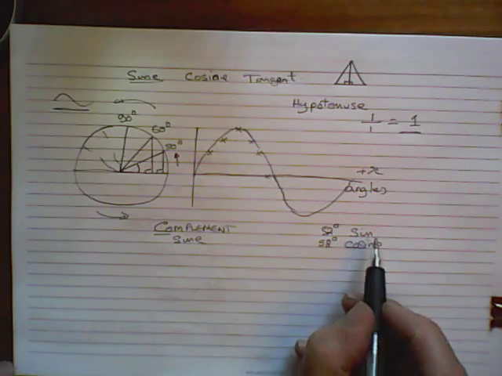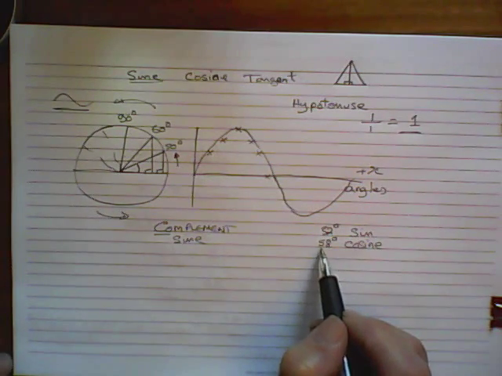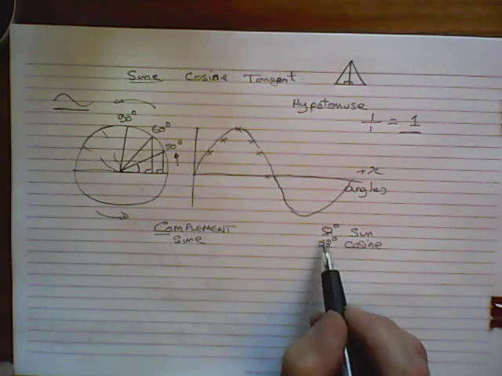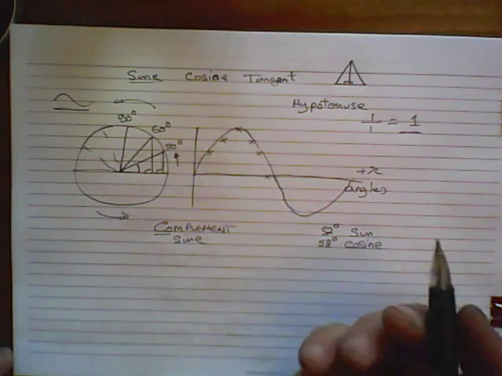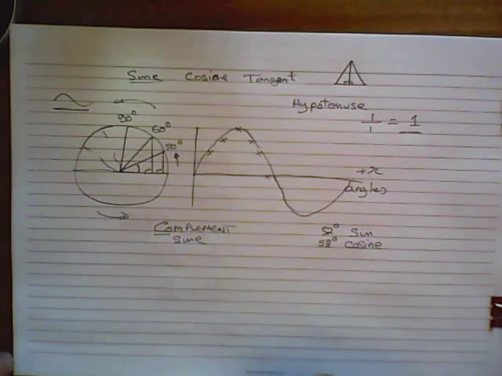Cosine. There we have it. If you check, you can check your calculator if you want. The sine of 32 degrees is the same as the cosine of 58 degrees. Yes, that's right. Fine. Now, let's have a look at tangent.